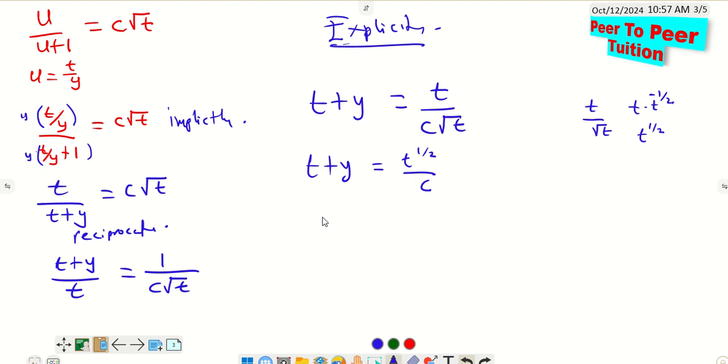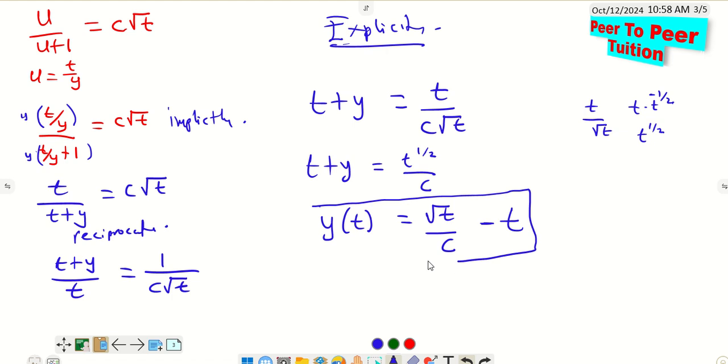Then I can make y the subject. Y is a function of t, which is equal to root of t over c, minus t, and this solution is explicit. That is by making y the subject.